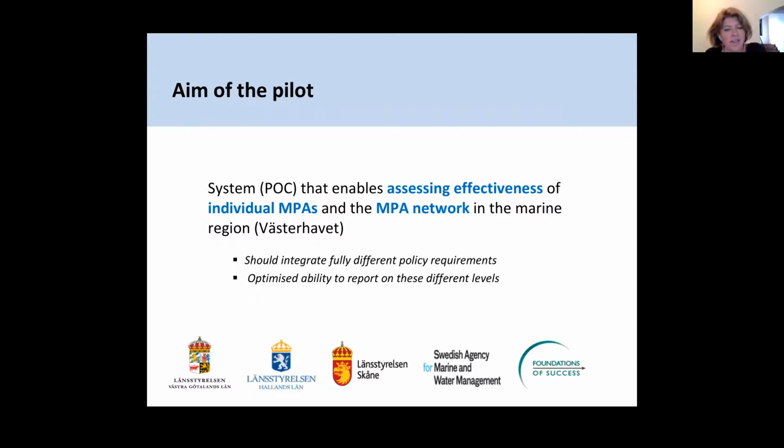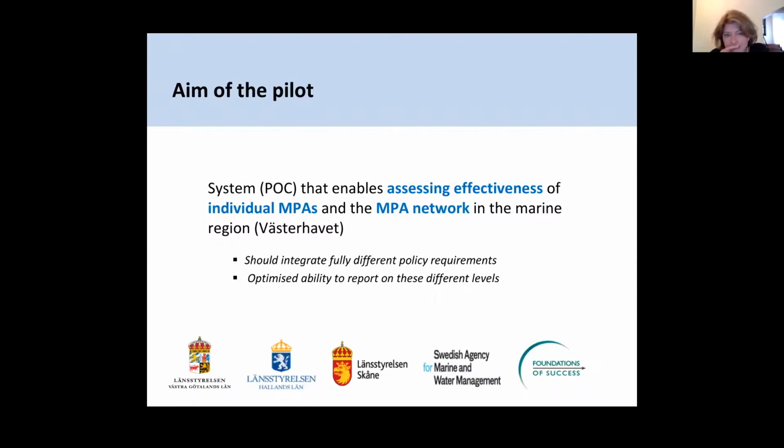adaptively, and in particular that enables us to assess the effectiveness of individual MPAs, but also of the MPA network, which consists of these individual MPAs, in the context of a particular marine ecoregion. That ecoregion is called Västerhavet, and it's in Sweden. This pilot is conducted by a group of wonderful people from 3 different counties, Götaland, Halland, and Skåne on the west coast of Sweden, with involvement of the National Swedish Agency for Marine and Water, and with technical guidance of my own organization, Foundations of Success.